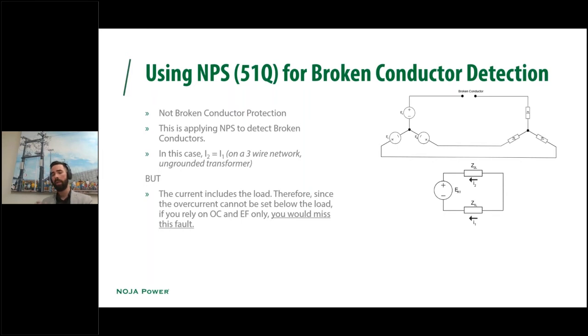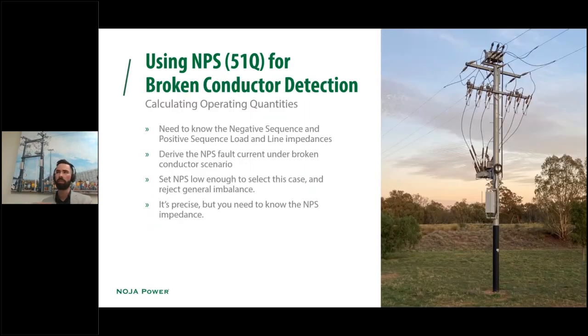You want to have it that you can at least understand what's going on just before that fault occurs. Well, not before the fault occurs, but whilst it's still simply a floating broken conductor and not a cable on the dirt. So the catch with doing this is that you somewhat need to know what the negative sequence and positive sequence load and line impedances are. Now, you can work that out, and a lot of protection software helps you out with doing that. So you can do it.